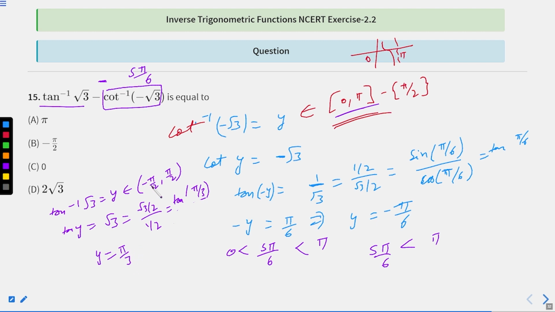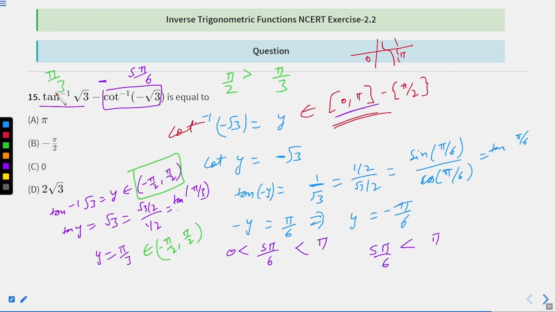Does this belong to the principal value branch? Let's see. We know it is greater than minus pi by 2. Is it less than pi by 2? As we know, 3 pi is greater than 2 pi. Divide by 2 on both sides, then divide by 3 on both sides, and yes, indeed this is less than pi by 2. So this belongs to the interval minus pi by 2 to pi by 2, and this value is pi by 3.